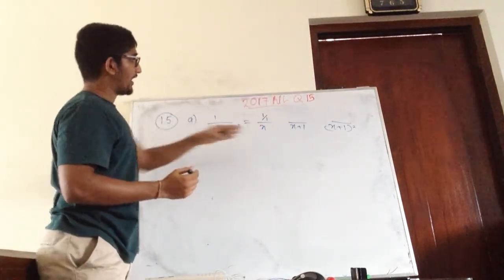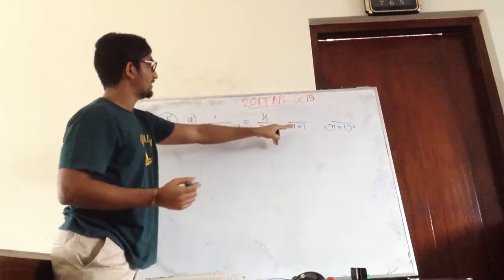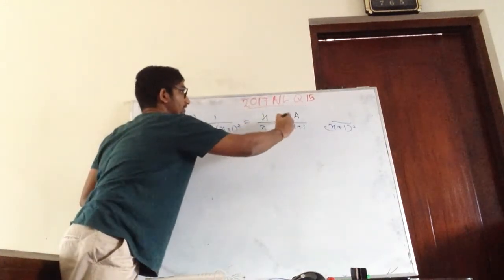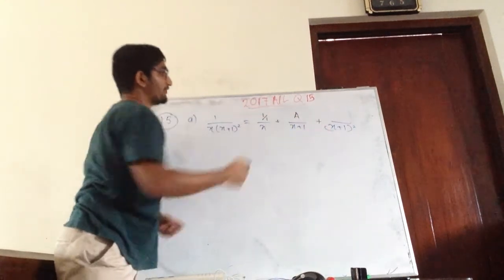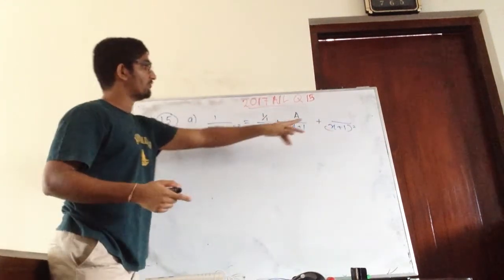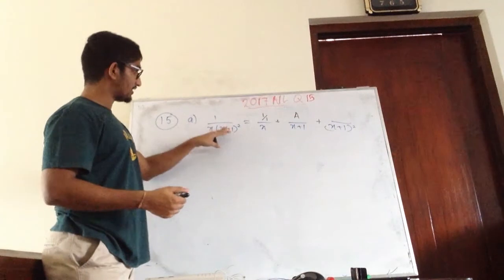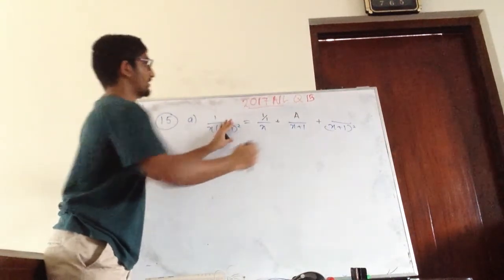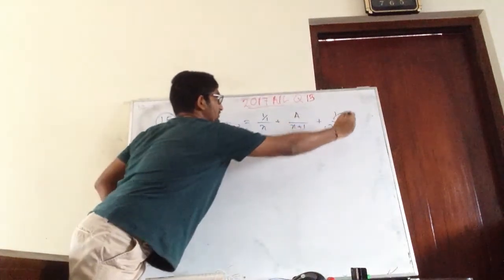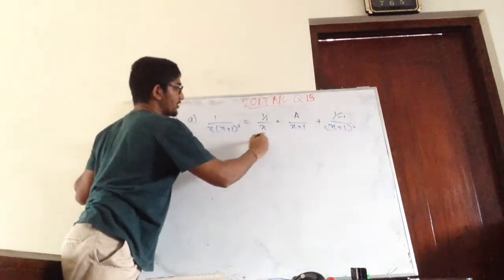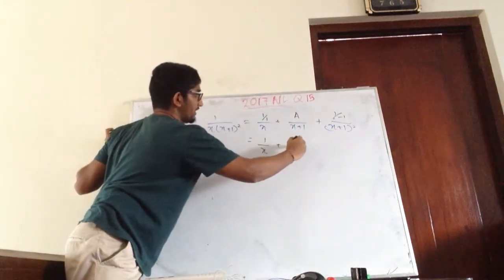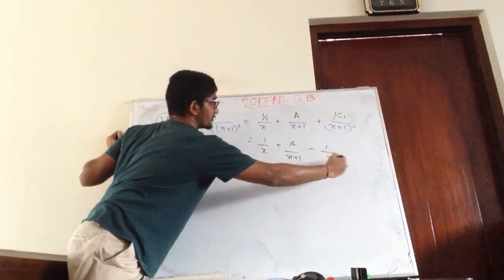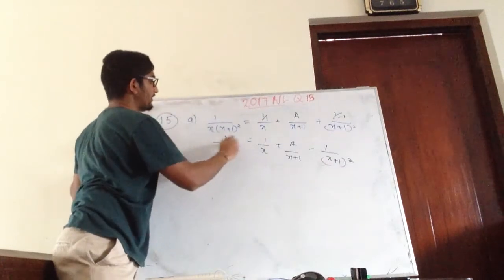And then here you can't get the value directly, so you put something like a here. And then for x plus 1 squared, you cover this part and put x equals minus 1. So that is 1 over minus 1. So here you will get 1 over x, plus a over x plus 1, minus 1 over x plus 1 squared.